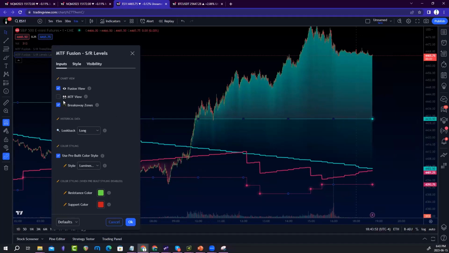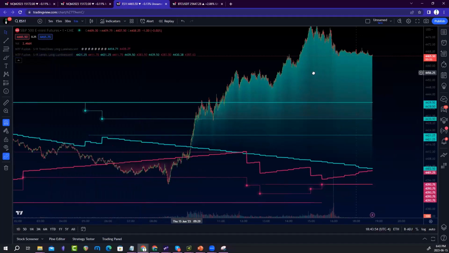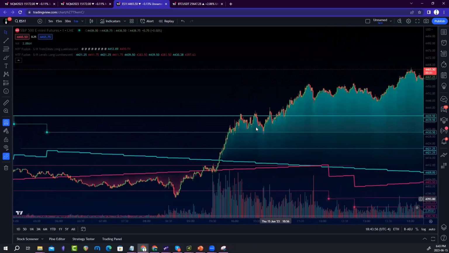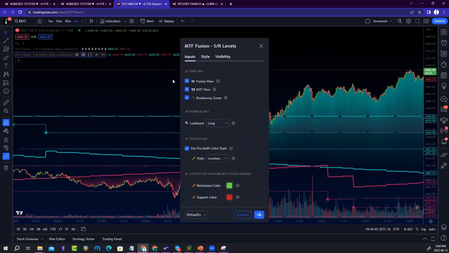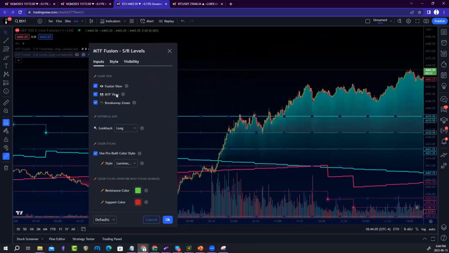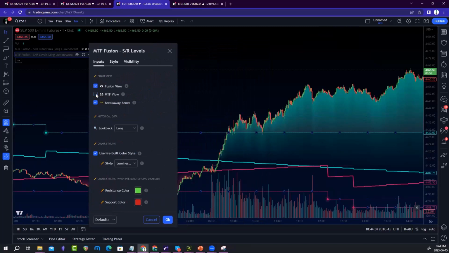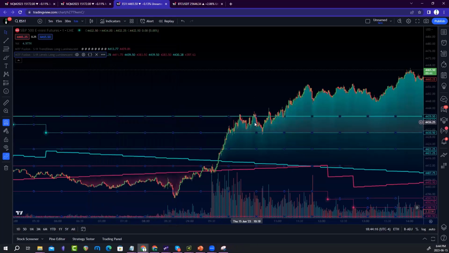But when we turn on MTF view for SR levels, now we've got even more information. So why did price start losing steam up here? Why did the trend lose steam? Well, we turned on MTF view, and the reason that happened was because that was resistance. Excuse me. Turn on this setting. That was resistance from a higher time frame. That's why price had trouble testing this level here.